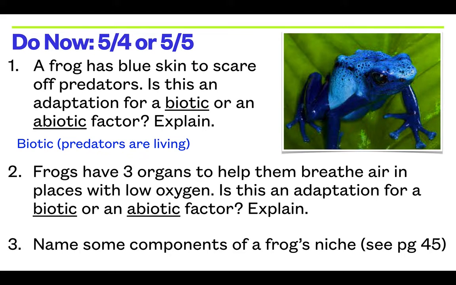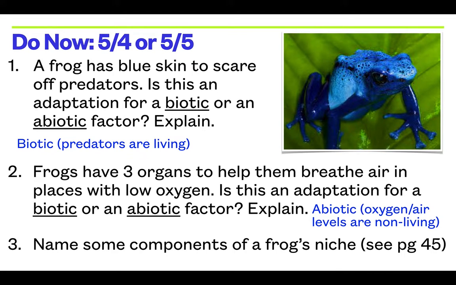Frogs have 3 organs to help them breathe air. Crazy. They have lungs that will help them. They can breathe through their skin. Their mouth can help them breathe as well. So it's 3 organs is their adaptation. Places are low with oxygen, so they need to have many organs that can get that air. And this adaptation is for an abiotic factor, since oxygen or air is not a living thing.